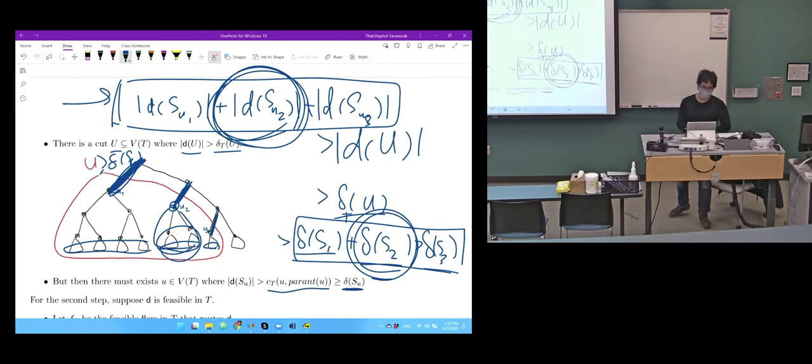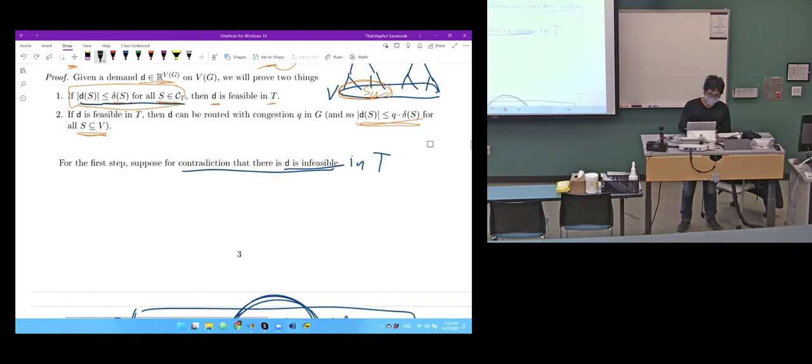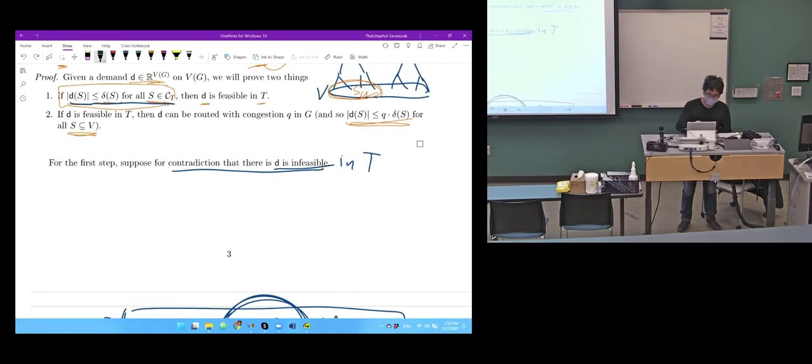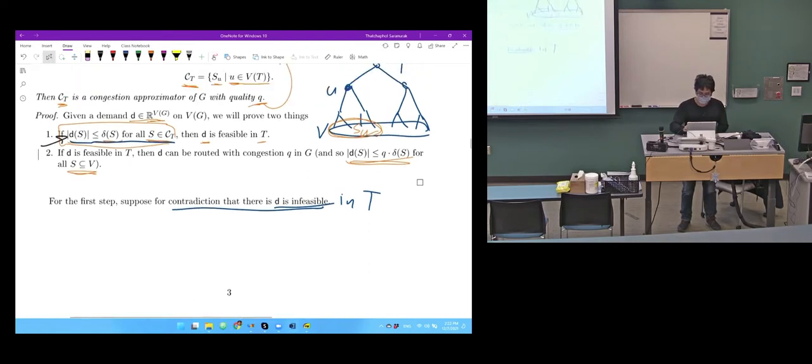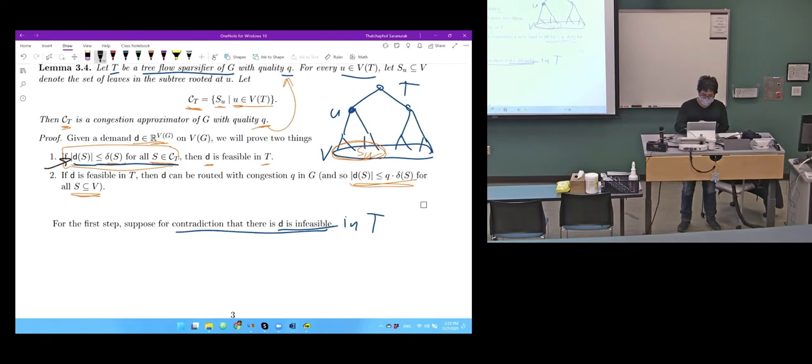So that's the first step, right? The first step is that if this is true, it's just enough to check. You really just check if for every U here, the total demand inside is more than the cut size here. That's all you need to check. If this is the case, then you know that D is feasible, you can route D in T.